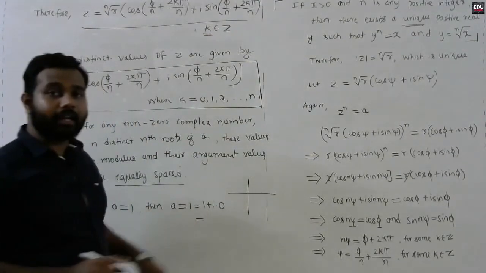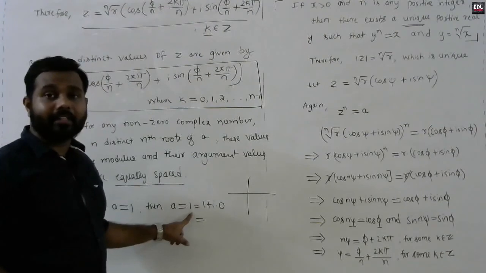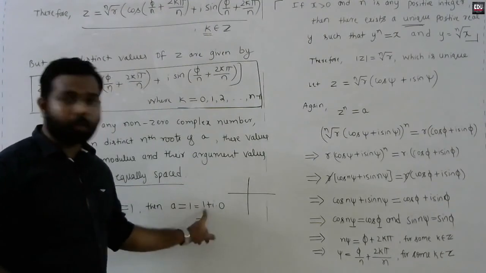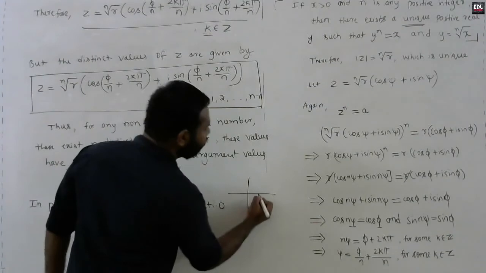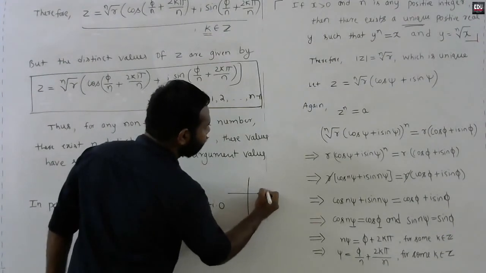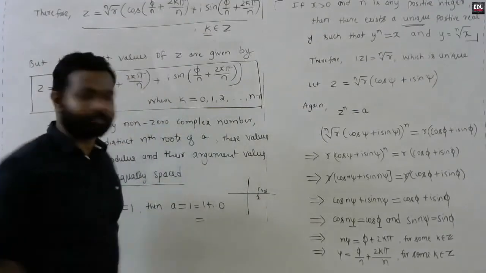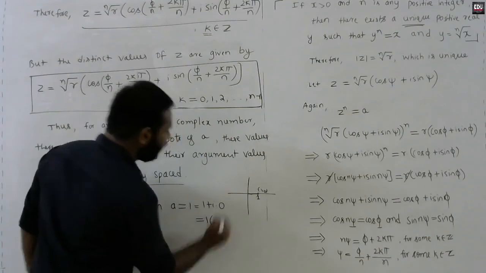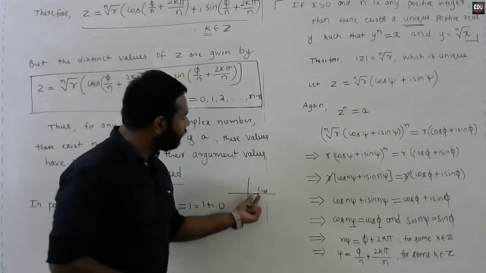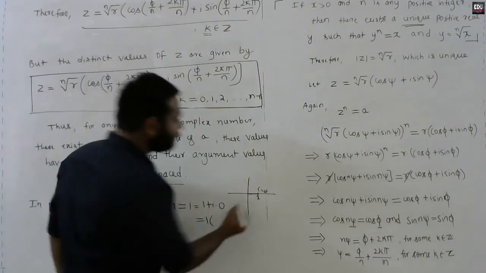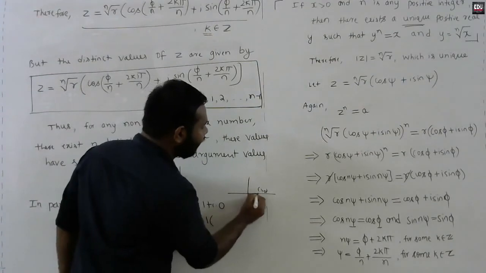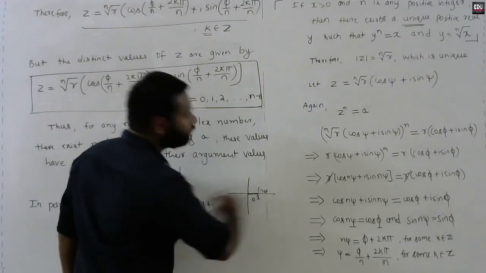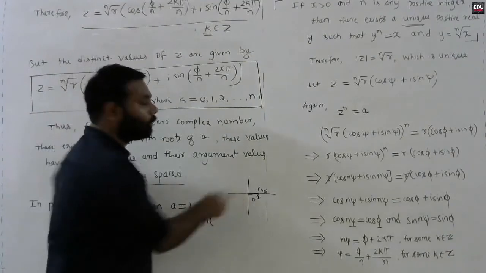The complex number 1 can be identified with the ordered pair (1, 0). So (1, 0) lies here. This is the point (1, 0), and this is the complex number 1. The distance from the origin to that point is 1, and the angle made by the line with respect to the positive real axis is 0, because this line exactly lies on the positive real axis. So the argument value is 0.